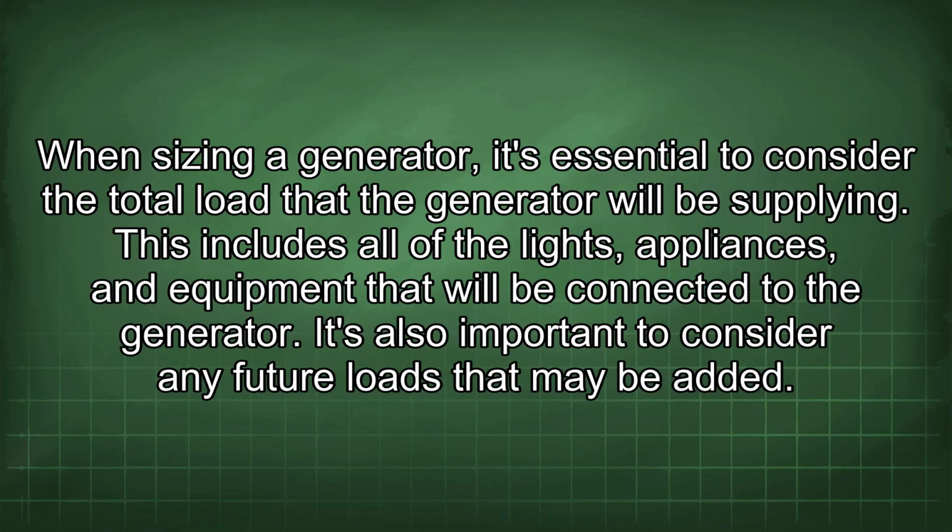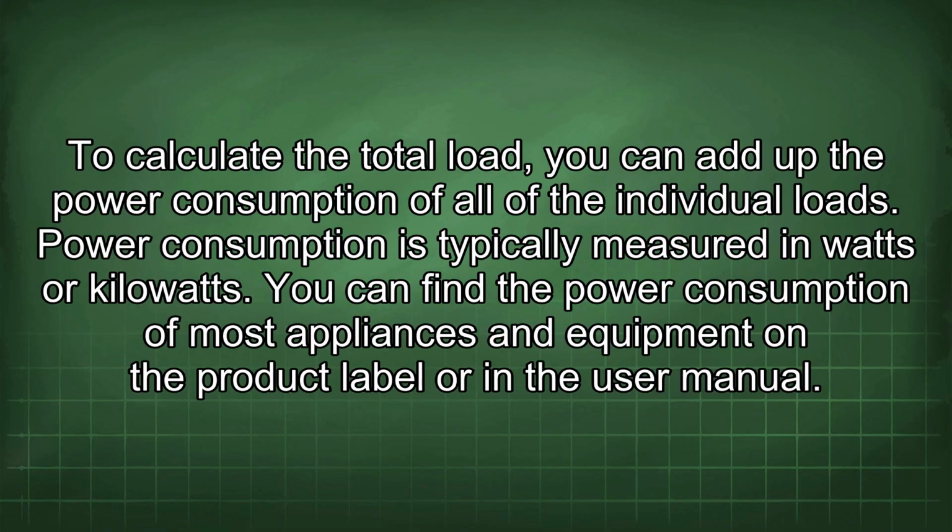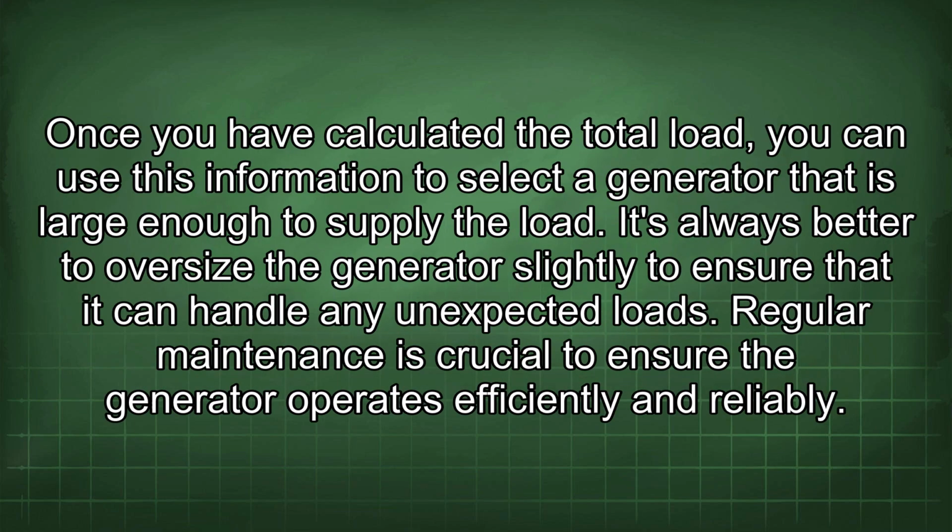When sizing a generator, it's essential to consider the total load that the generator will be supplying. This includes all of the lights, appliances, and equipment that will be connected to the generator. It's also important to consider any future loads that may be added. To calculate the total load, you can add up the power consumption of all of the individual loads. Power consumption is typically measured in watts or kilowatts. You can find the power consumption of most appliances and equipment on the product label or in the user manual. Once you have calculated the total load, you can use this information to select a generator that is large enough to supply the load. It's always better to oversize the generator slightly to ensure that it can handle any unexpected loads.